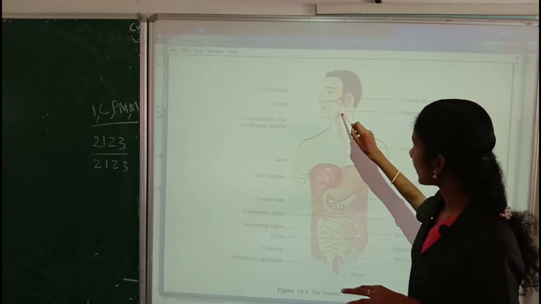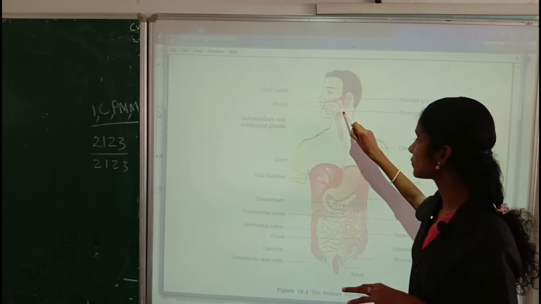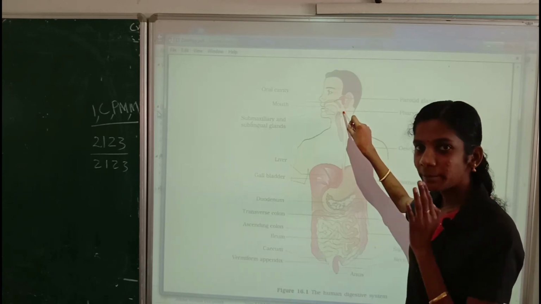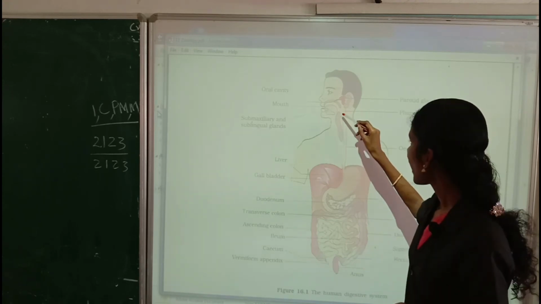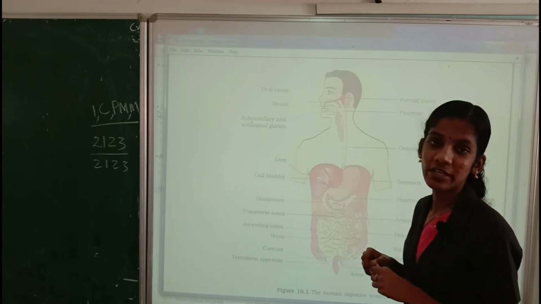The esophagus of your alimentary canal as well as the trachea of your respiratory system will open to this pharyngeal region. So we can consider this region as a common passage for food and air. Pharynx will open to trachea through a small opening. This small opening is known as glottis.